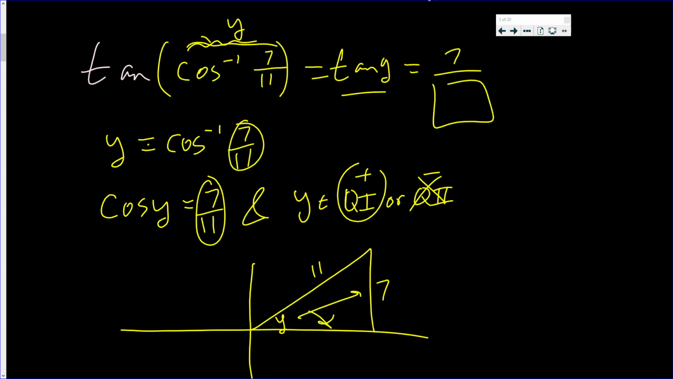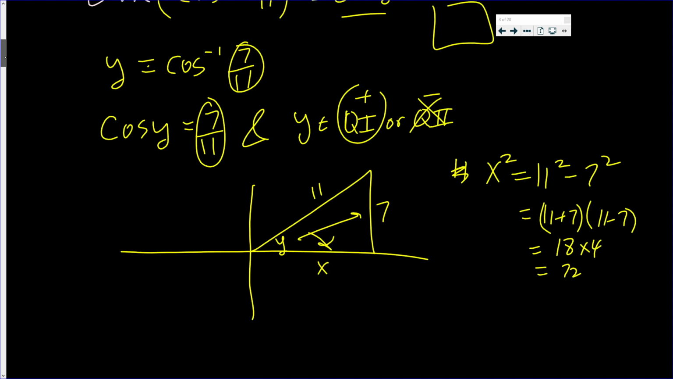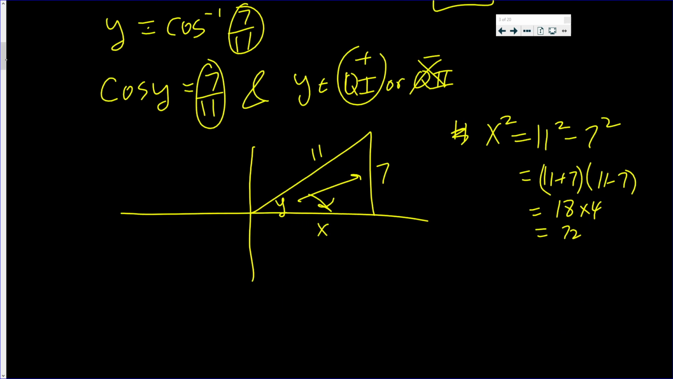So the tangent of y is going to be 7 over, I don't know yet. That's the opposite. I don't know what that is, but at least I can call it x. We know that x squared is 11 squared minus 7 squared. So 11 plus 7 times 11 minus 7 is 18 times 4. I shouldn't have multiplied that out. What I should say is, 18 is 2 times 9.